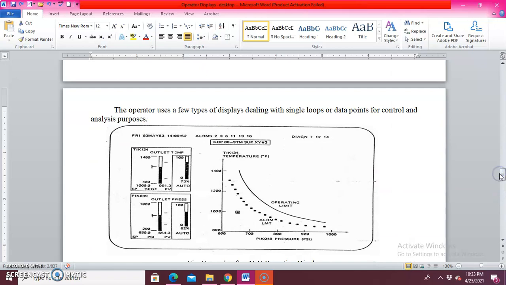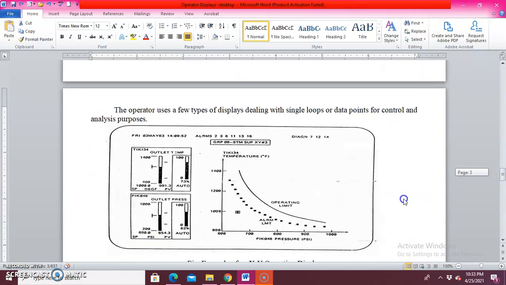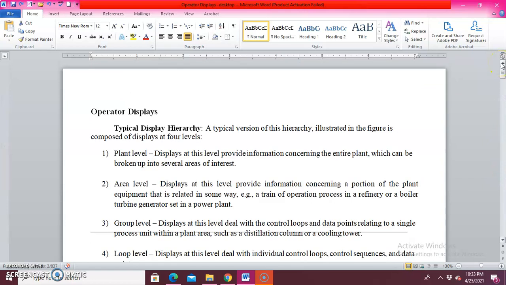From that we are able to get the information out of the display, through which the person can get the data, along with the graphical and bar graph displays. Out of these values he can operate the process. So this is what the operator displays are. The operator display consists of four levels: the first one is plant level, then area level, then group level and then loop level. So that is how it is configured, along with a diagram.